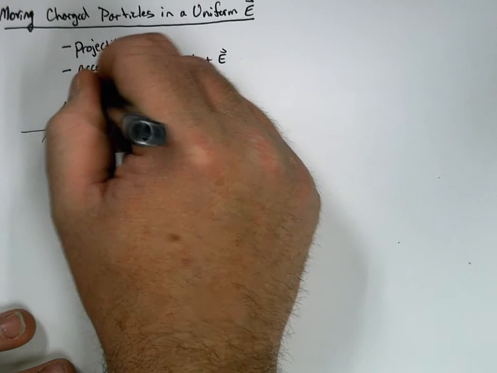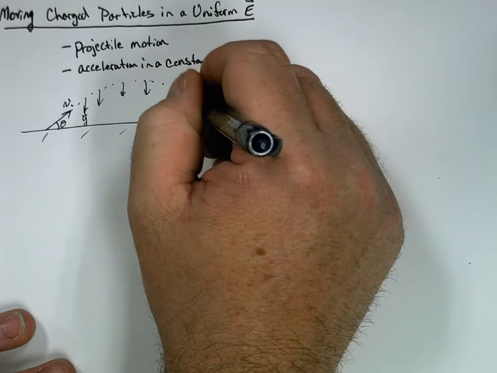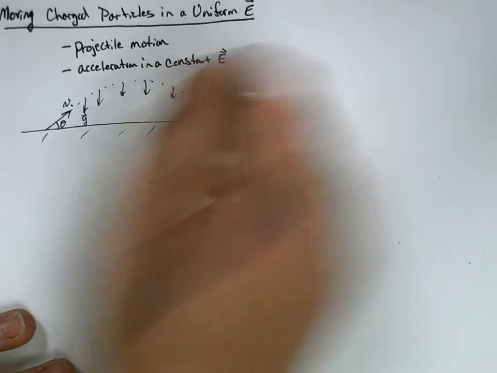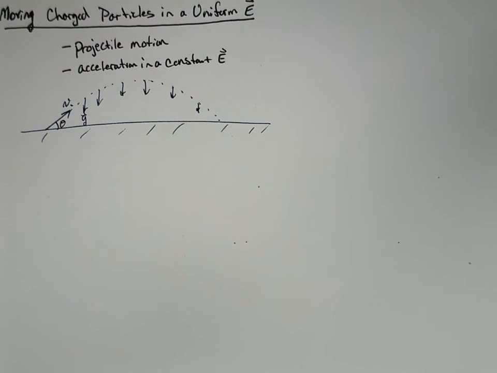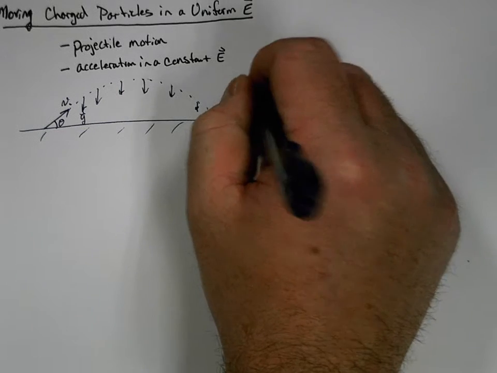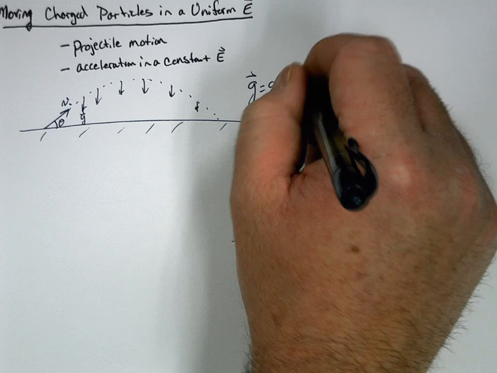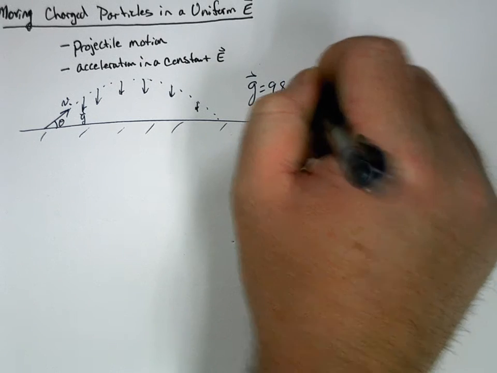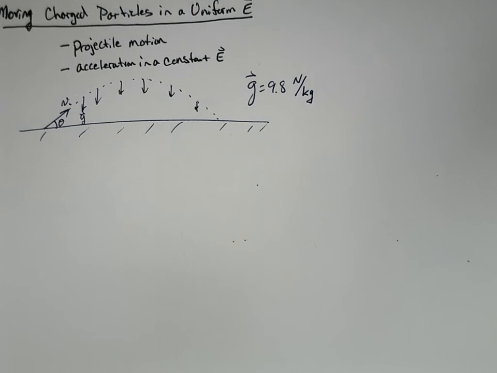At any particular moment, the acceleration acting on this particle is always the same, and it's always down. That's g, our acceleration due to gravity. g equals 9.8 newtons per kilogram, also known as meters per second squared.